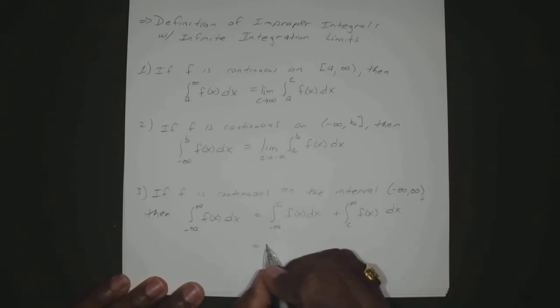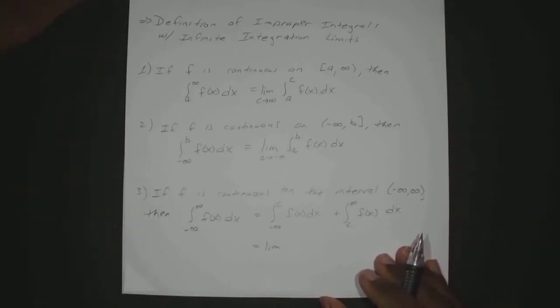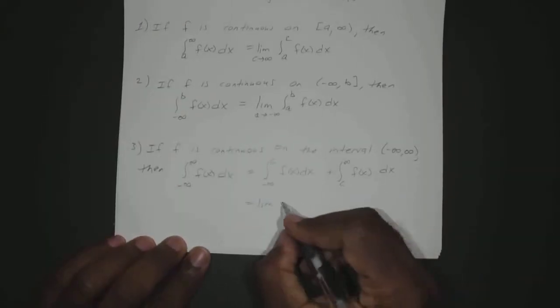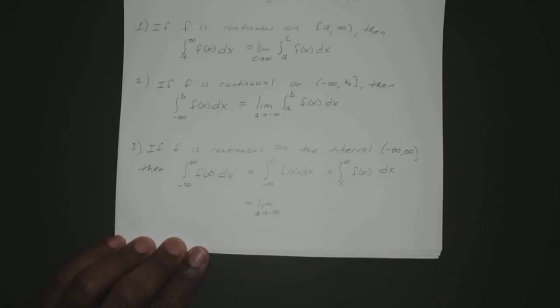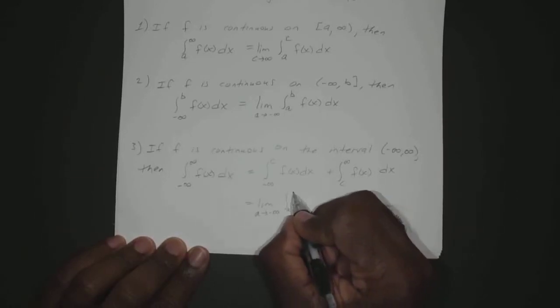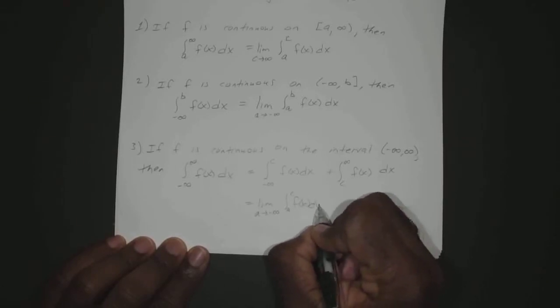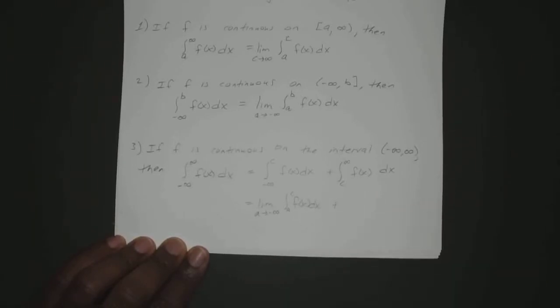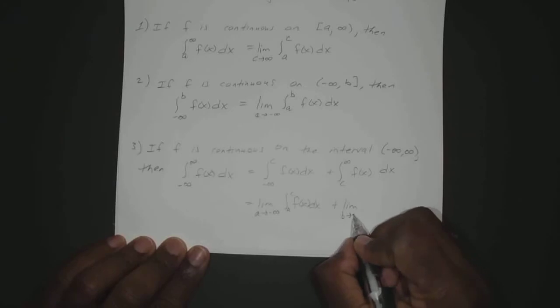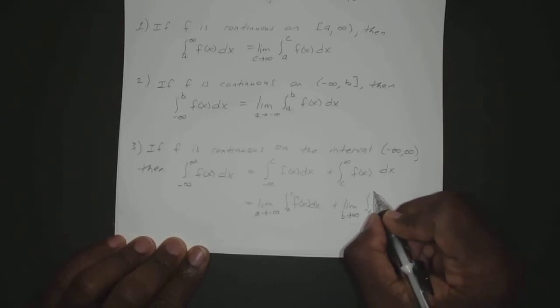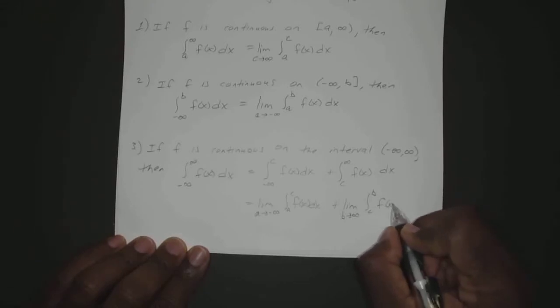So then we just end up with the limit, and let's say as a approaches negative infinity, the integral from a to c of f of x, plus we have the limit, and I'll put b there, as b approaches infinity, c to b of f of x dx. Right. Any questions on that one?